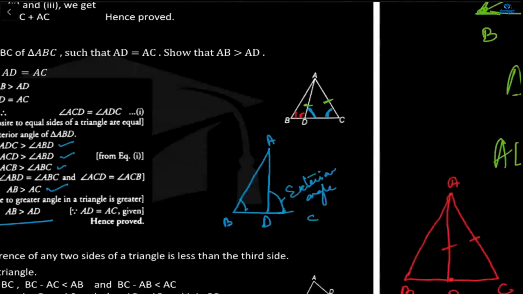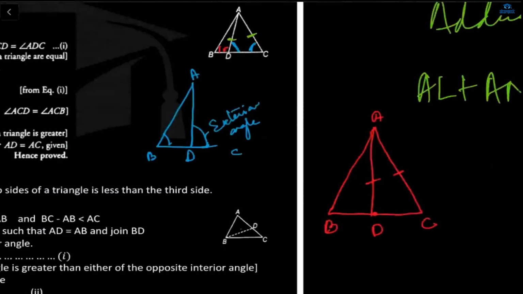Now see, both the sides are equal. So that means what? Both the angles will also be equal. This angle will be equal to this. Yes or no? Because angles opposite to equal sides of a triangle are equal. So these two angles are also equal. Now if you see this angle ADC, it is an exterior angle of triangle ABD.